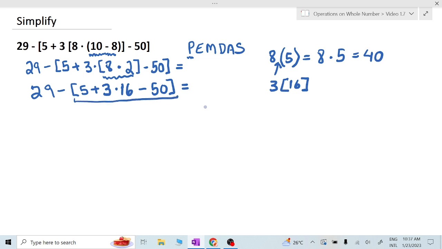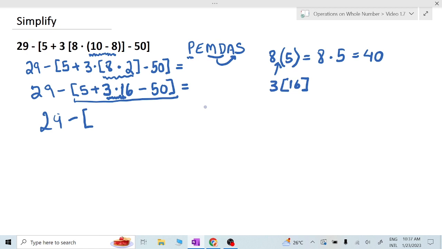All right, so we have this last bracket or parentheses to solve. So 29, and inside of this, I have some operations going on. I have addition, I have multiplication, and I have subtraction. As you see, multiplication and division have preference over addition and subtraction, which means I have to solve this one here first.